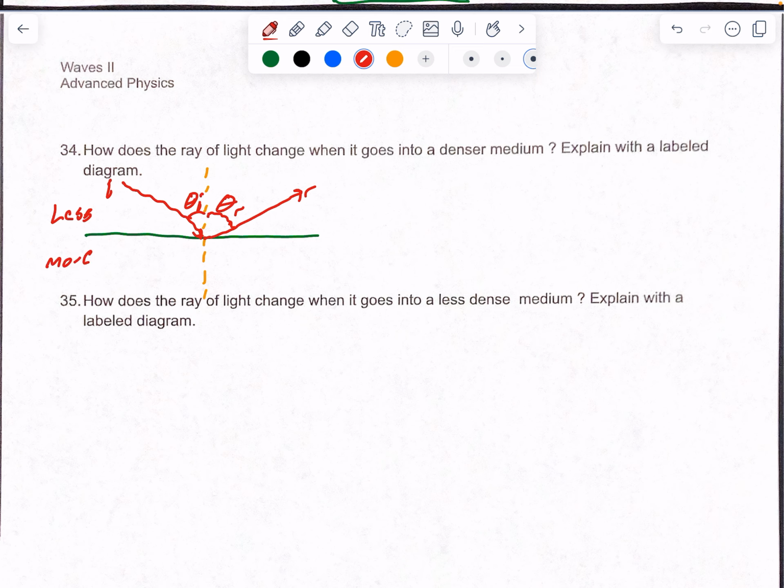When you go from less dense to more, remember it makes it harder. So that refracted ray is going to be pulled a lot closer to the normal, so that angle is going to be smaller. Here is your refracted angle, and here is your refracted ray. So your incident angle is going to be bigger than your refracted angle now. When you go from less dense to more dense, it's going to slow down, and that angle is going to bend towards the normal.